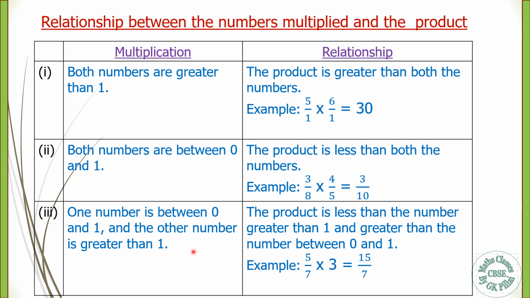Here, one number is between 0 and 1 and the other one is greater than 1. When you multiply such numbers, the product will be less than the number which is greater than 1 and greater than the number between 0 and 1. 5 by 7 is between 0 and 1 and 3 is the number greater than 1. When you multiply, whatever you are getting, 15 by 7, this will be less than 3, but greater than 5 by 7. That is what is explained here.